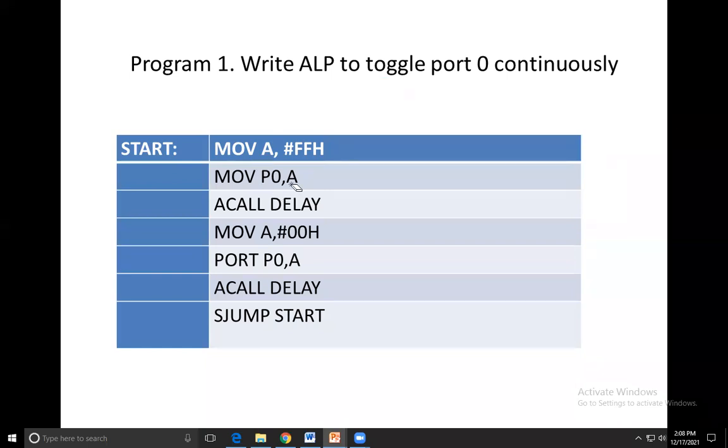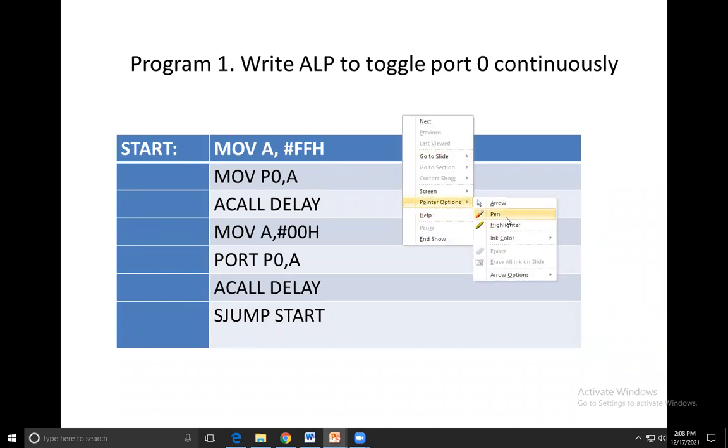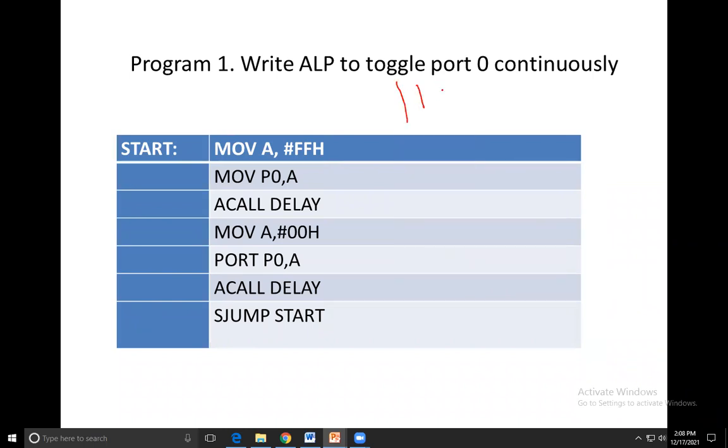So you put the value FF, meaning all ones, to all the port pins of port 0. The port pins are P0.0, P0.1, P0.2, P0.3 up to P0.7. 8 pins are there. Each and every pin becomes 1 because you transferred FFH, meaning 11111111, to port 0. So it is four ones and four ones, 8 bits.